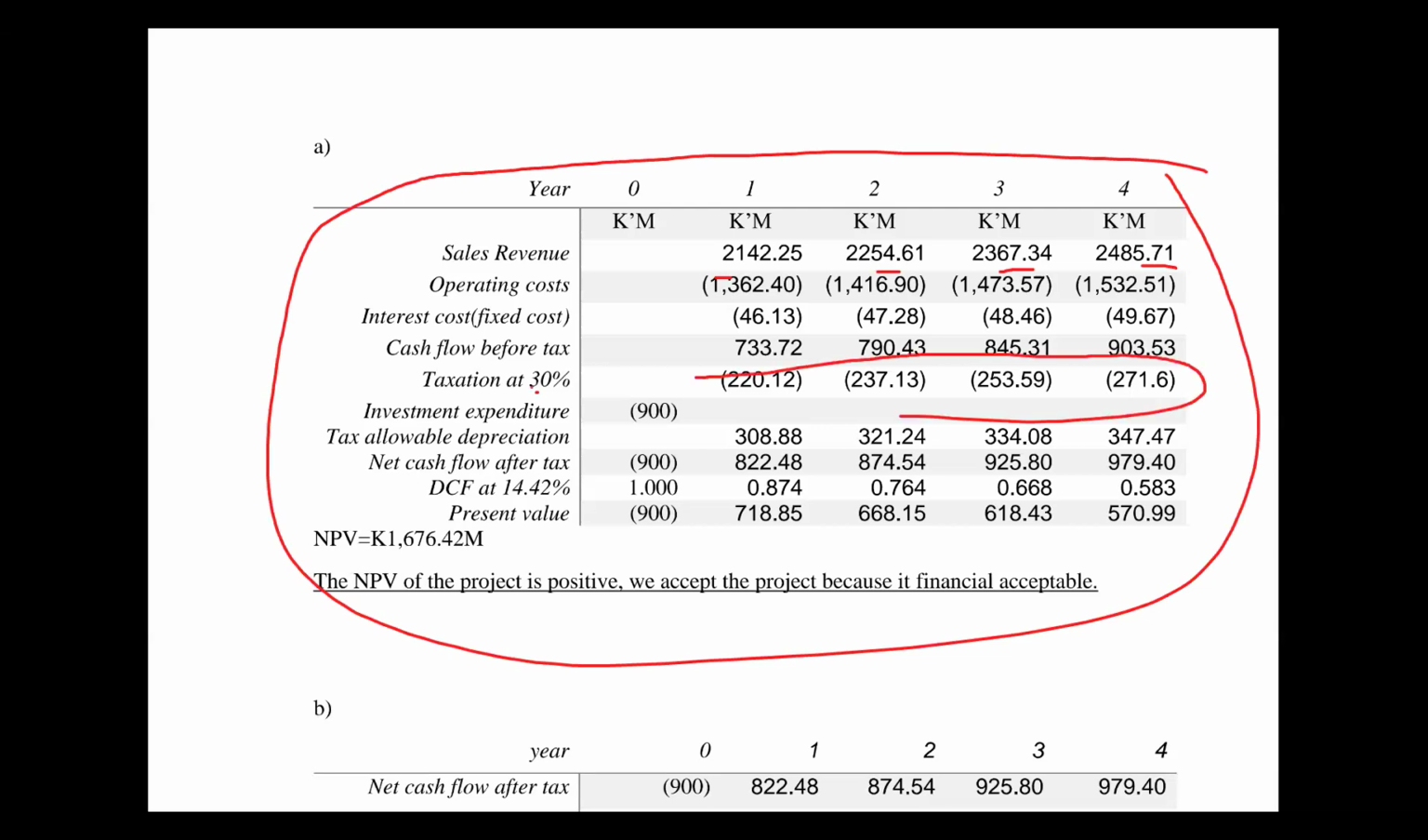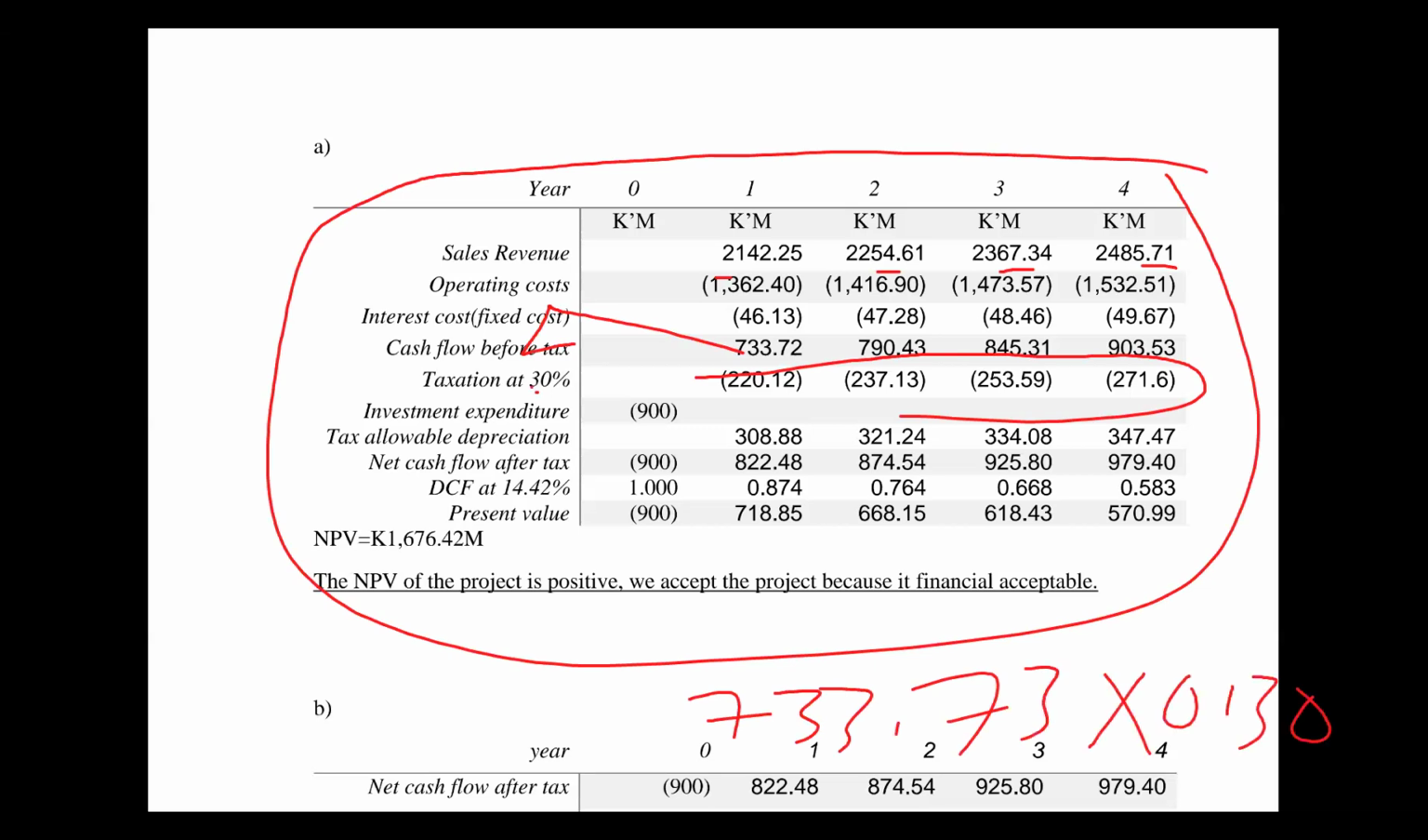It's 30% of the cash flow before tax. So for example, 30% of 733.7. What is 30% of that? You get it, right? It will give you this one. And 30% of it gives you that. 30% of that gives you that. 30% of that gives you that.